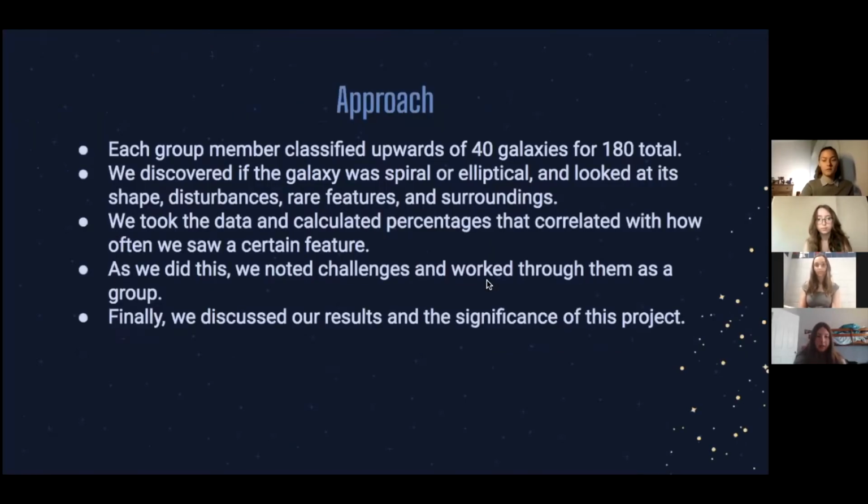Our approach to this project was that each group member classified upwards of 40 galaxies for a total of 180 total galaxies. We discovered if the galaxy was spiral or elliptical and looked at its shape, disturbances, rare features, and surroundings. We then took the data and calculated percentages that correlated with how often we saw a certain feature. As we did this, we noted challenges and worked through them as a group. Finally, we discussed our results and the significance of this project.